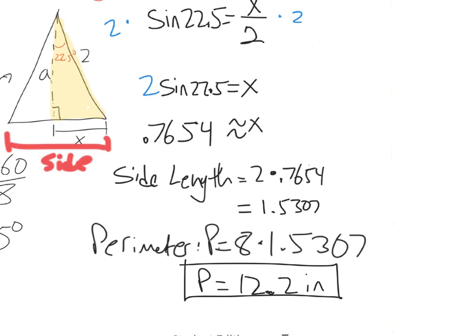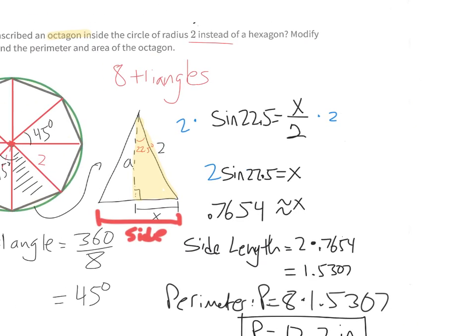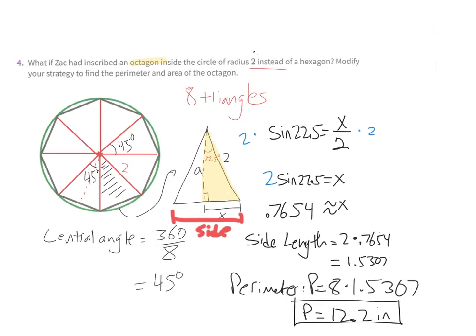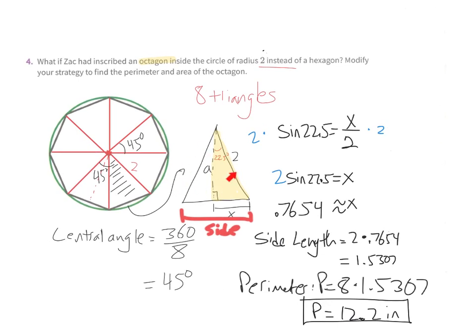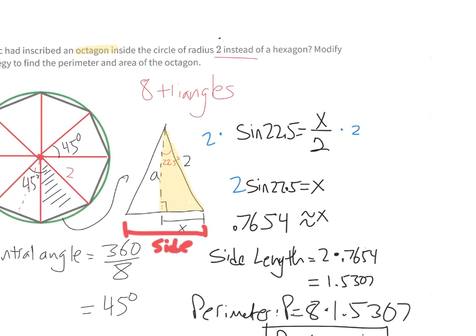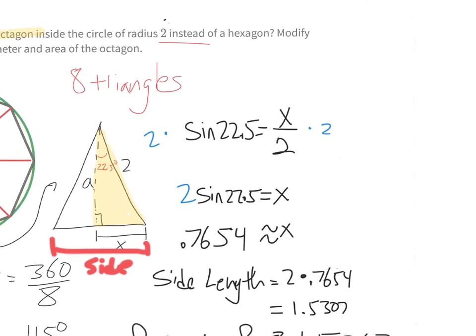So what about finding the area? Well, we know the area of a triangle is 1/2 base times height. All right, so let's find the area of the triangle, and then all these triangles are the same, so we can multiply it by 8. All right, let's do that.